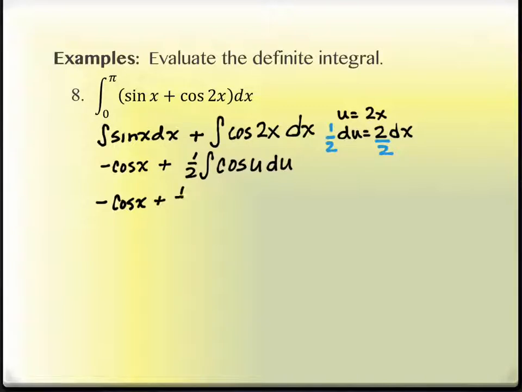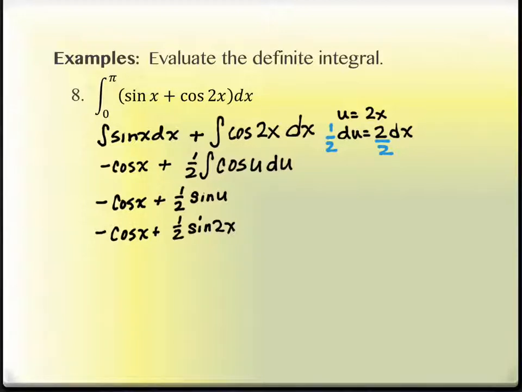Okay, constant multipliers just carry on to the next step. It's 1/2. What's the antiderivative of cosine of u? Sine of u. And u is 2x. Okay, everybody good with that? Okay, so that's all the same stuff. Put a plus c on it.